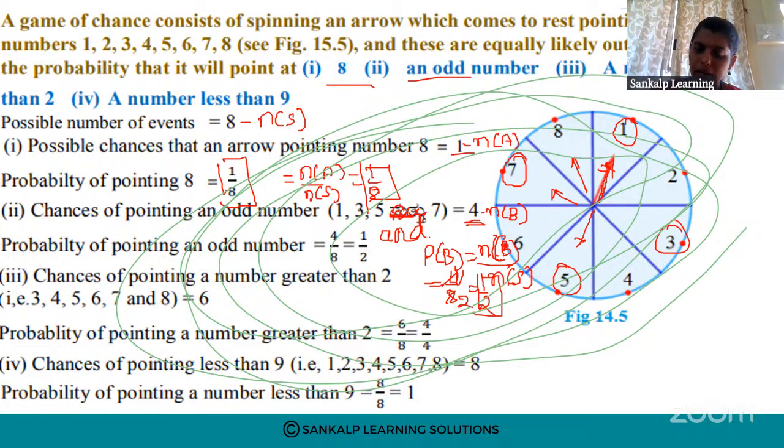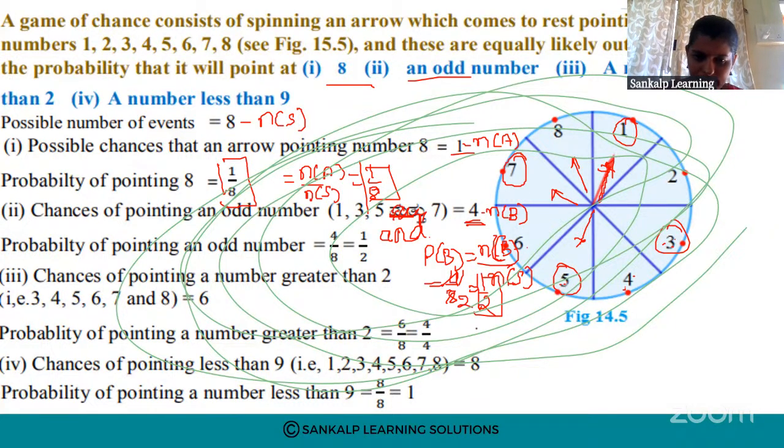Okay. Now, chances of pointing a number greater than 2. Yes, my dear students, observe the spinning wheel. How many numbers are there that are greater than 2? 2 ಕಿಂತ ಜಾಸ್ತಿ ಆಗಿರುವಂತಹ numbers ಎಷ್ಟಿದೆ? 3, 4, 5, 6, 7, 8. So how many numbers will you get? 1, 2, 3, 4, 5, 6. So greater than 2 ಅಂದರೆ 6 numbers I will get: 3, 4, 5, 6, 7, 8. So 6 numbers are greater than 2.